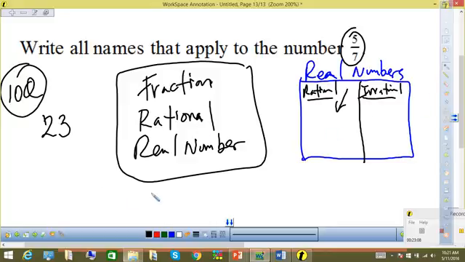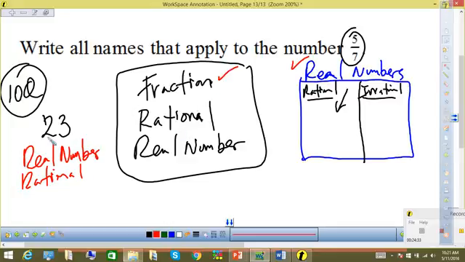All right, let's see. Here goes different names. Well, the obvious one is what? Real number. It's also a rational, and let me show you why. A rational could be a what? Could we write this as a fraction? Yes, 23/1. It's also a rational.